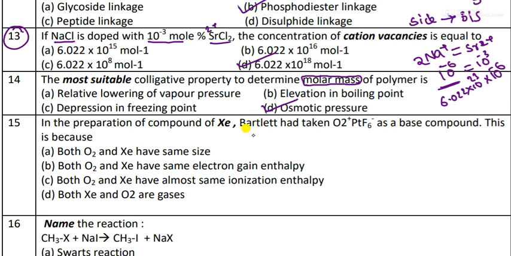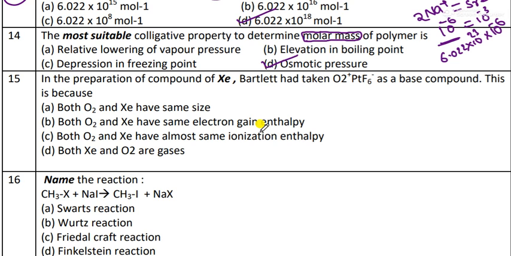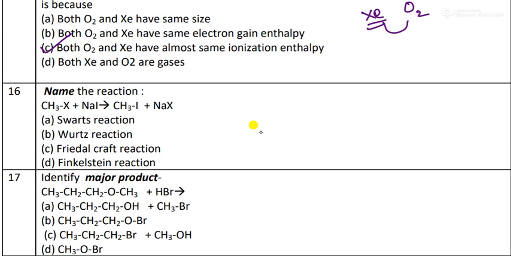Remember the next question: the most suitable colligative property to determine molar mass. Suppose you want to measure the molar mass of a polymer; we prefer a method that uses low temperature, and we should not take a high-temperature method. So osmotic pressure is the best method to find the molar mass of polymers.